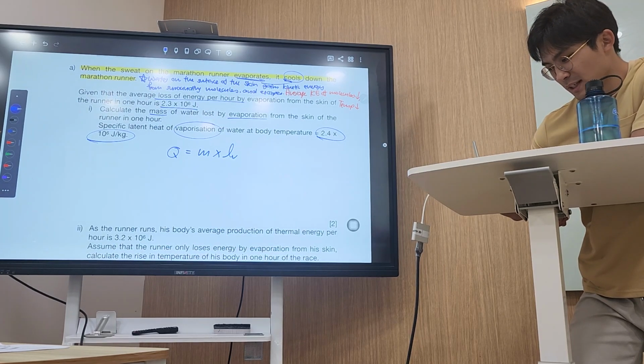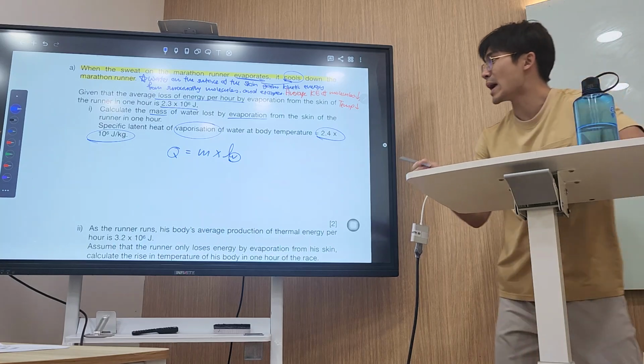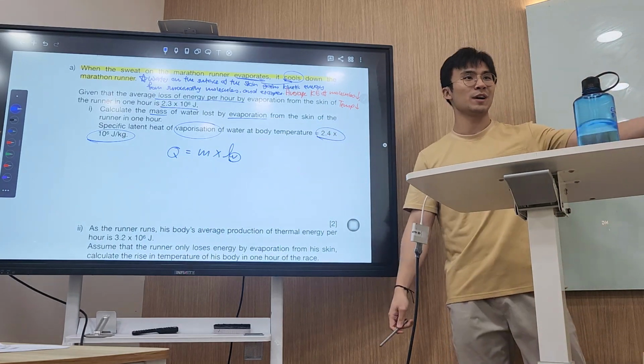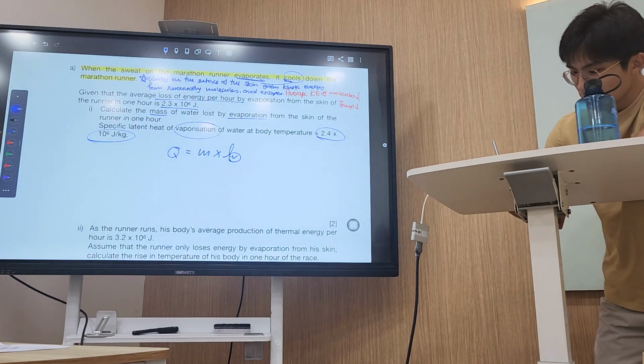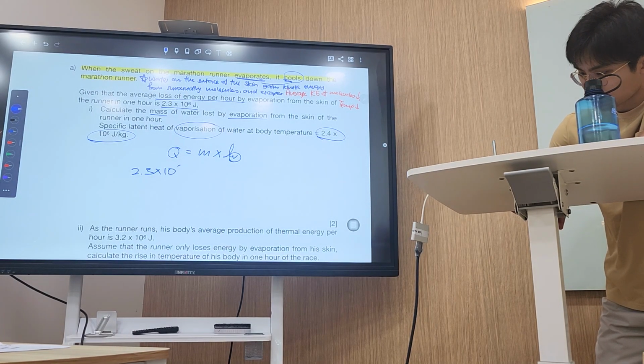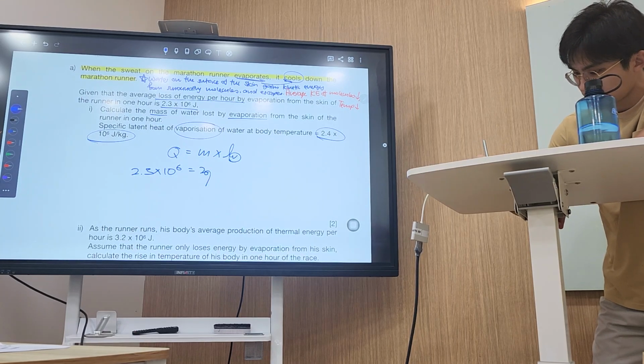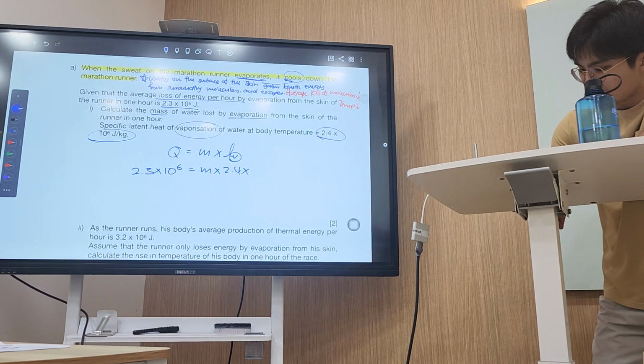Here we are going to use latent heat of vaporization, because sweat evaporation is liquid to gas. We are not going to use fusion. Your Q, energy loss, is 2.3 times 10 power 6. Mass is an unknown. Latent heat of vaporization is 2.4 times 10 power 6.